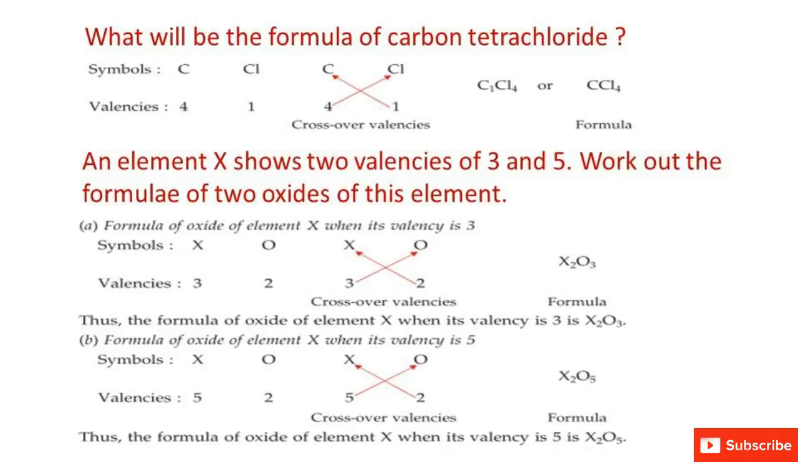So in first case we are taking the valency of element X to be 3 and we know the valency of oxygen is 2. So now we cross over the valency. So we get the formula X2O3. Next case, in next case we are taking the valency of element X to be 5 and the valency of oxygen atom is 2. So we obtain the formula X2O5.